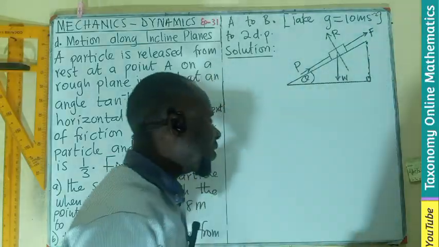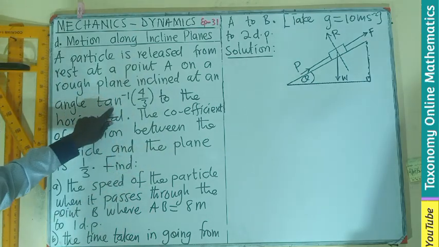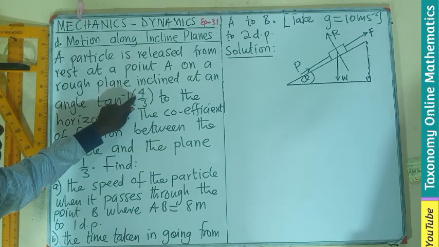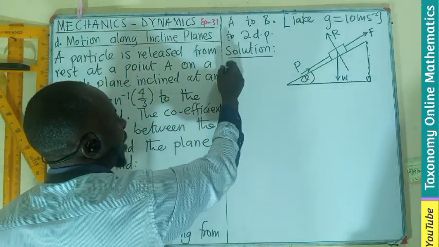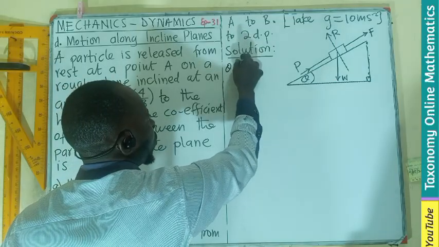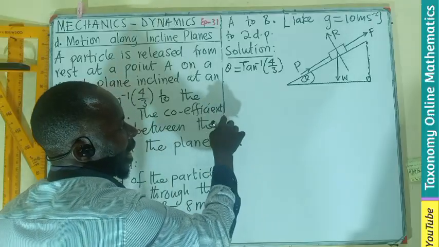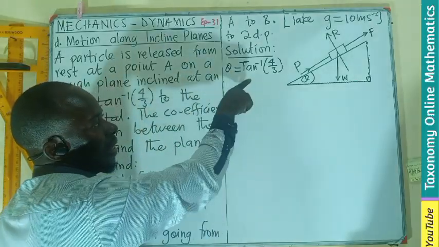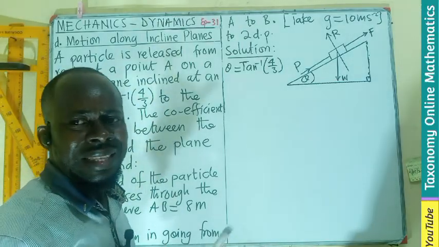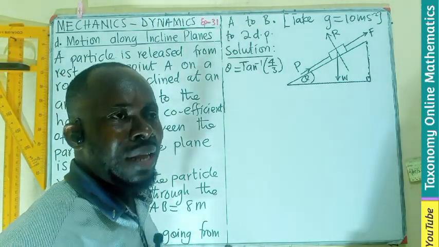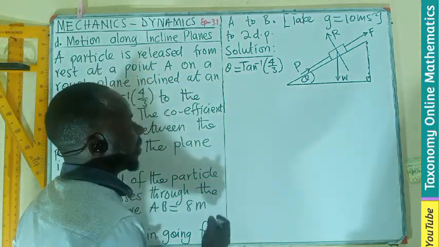The angle of inclination is not provided, but we have a hint: tan inverse of 4/3. If the angle theta equals tan inverse of 4/3, I am looking for the angle theta. But we are not actually making use of tan. In all the formulas we have done so far, we either make use of sine or cos. So we need to find that value.